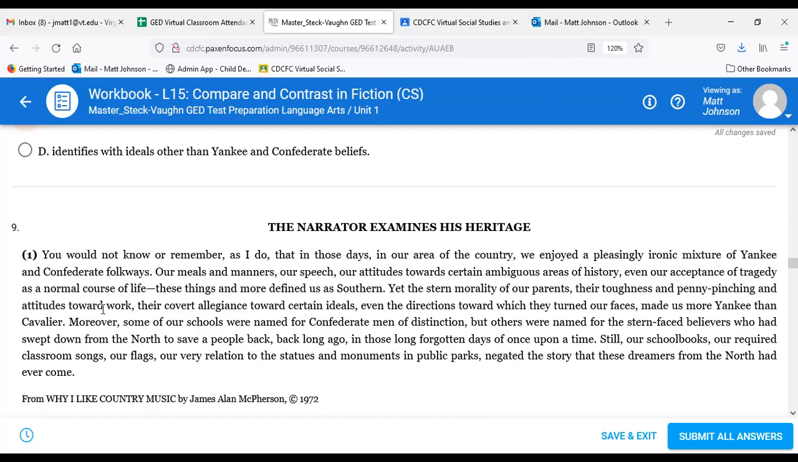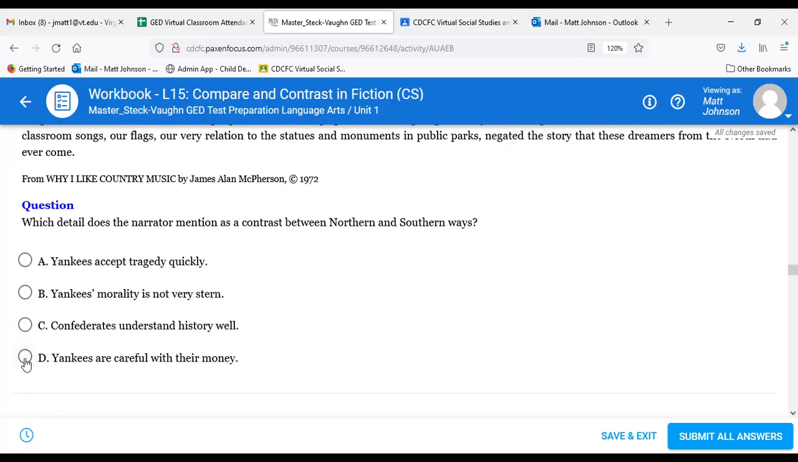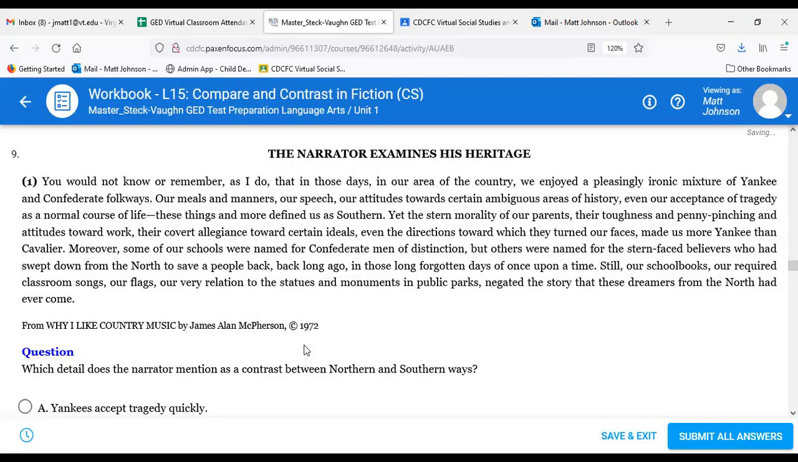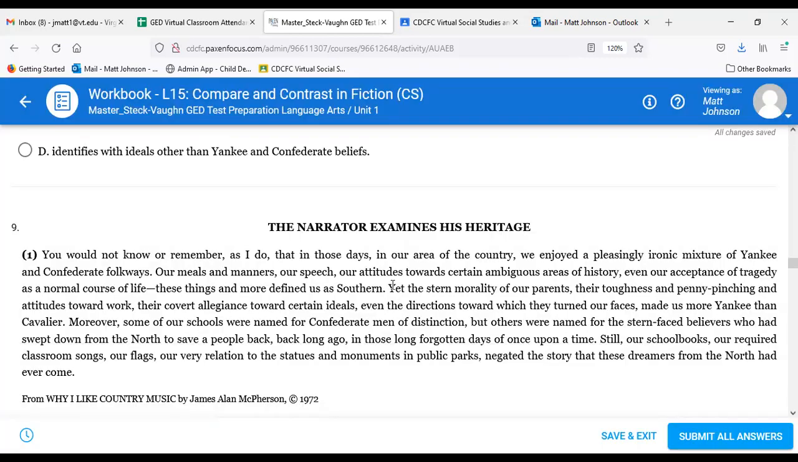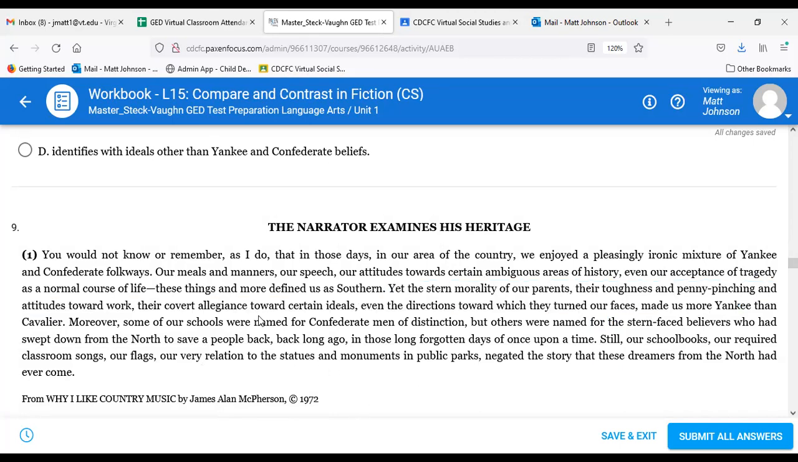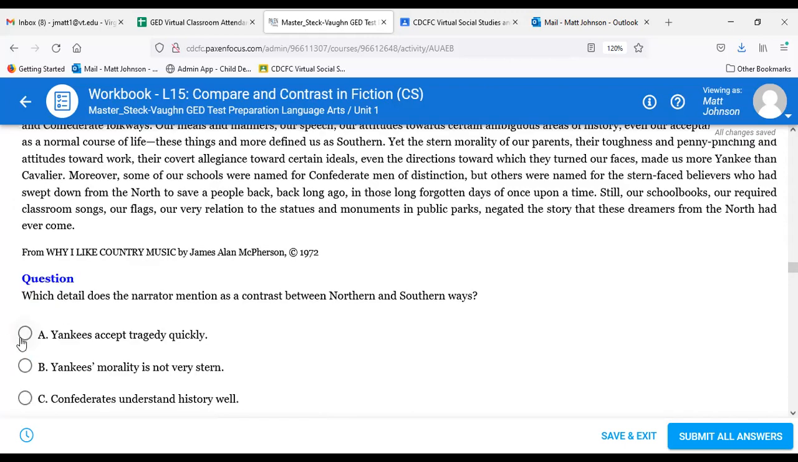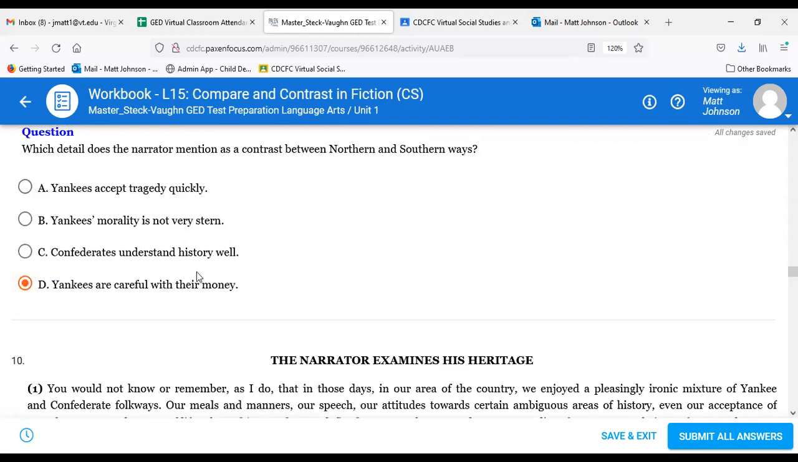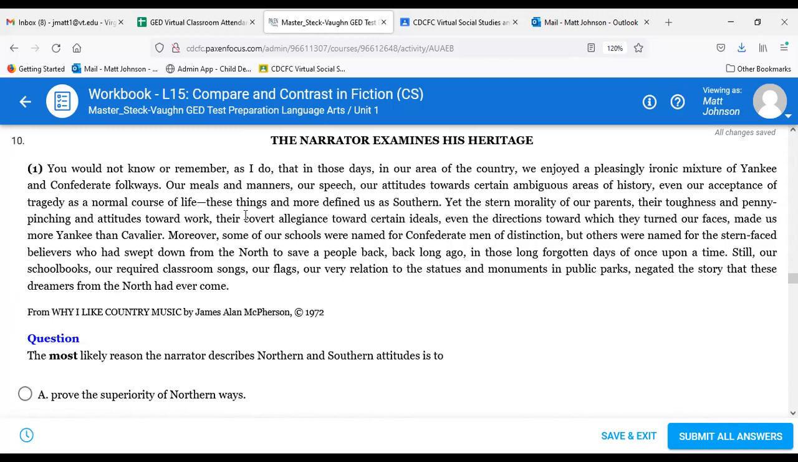I don't know. A. So it's D. D as in dog. Yankees are careful with their money. And I'll point out, it says, "Yet the stern morality of our parents, their toughness and penny pinching and attitudes toward work, their covert allegiance towards certain ideals, even directions towards which they turned our faces, made us more Yankee than Cavalier." So he's identifying that frugalness with the Yankee ideal. So D as in dog for number 9. Right. Christiana, could you read number 10 for us?